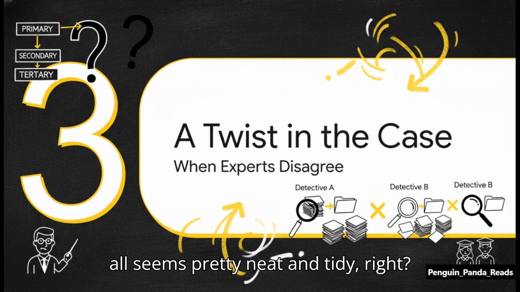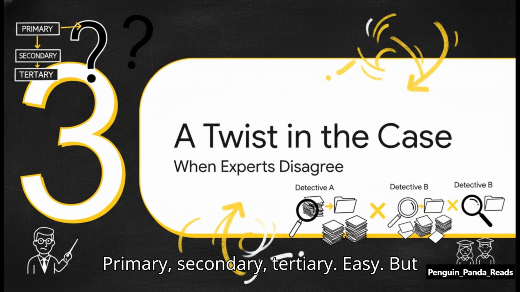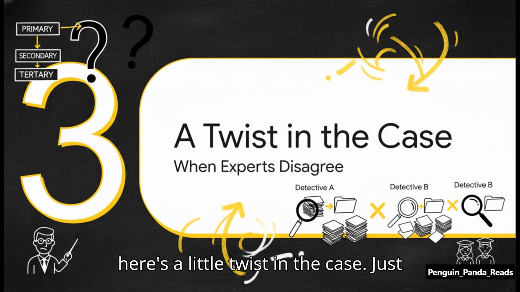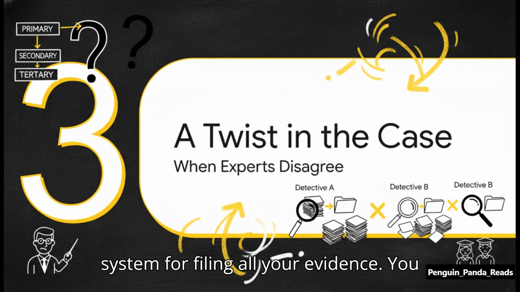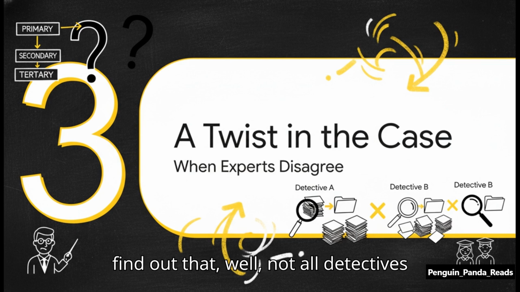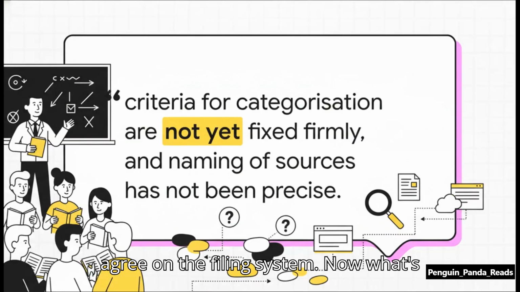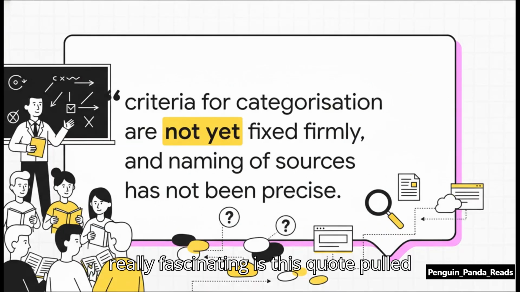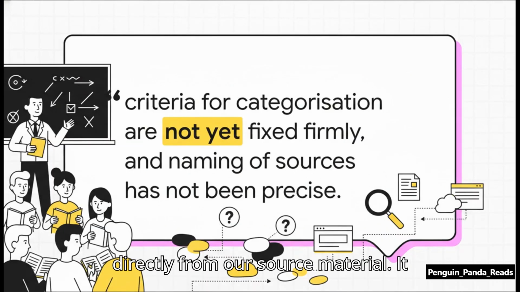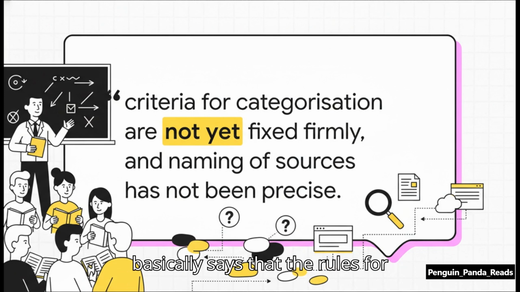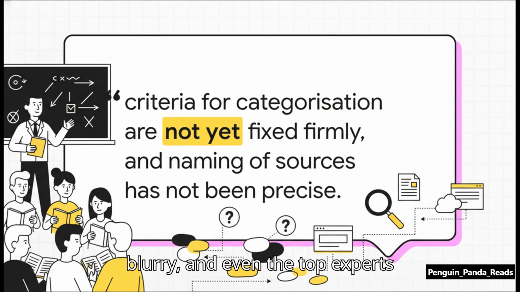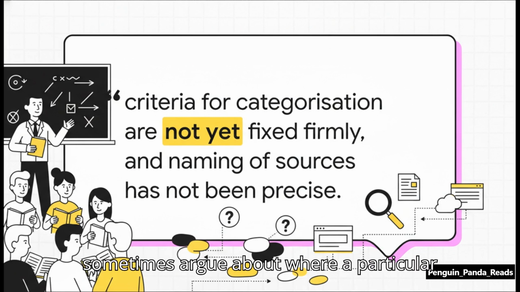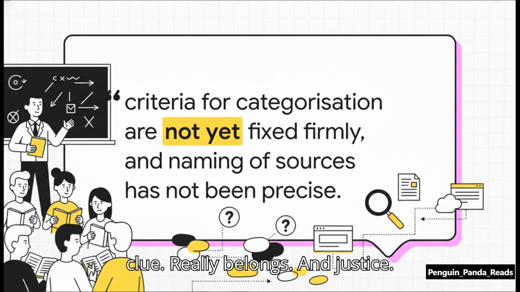Okay, so this all seems pretty neat and tidy, right? Primary, secondary, tertiary. Easy. But here's a little twist in the case. Just when you think you've got the perfect system for filing all your evidence, you find out that not all detectives agree on the filing system. Now, what's really fascinating is this quote pulled directly from our source material. It basically says that the rules for categorizing information aren't totally set in stone. The lines can get pretty blurry, and even the top experts sometimes argue about where a particular clue really belongs.